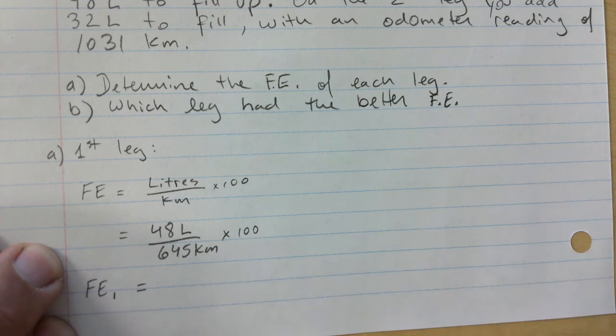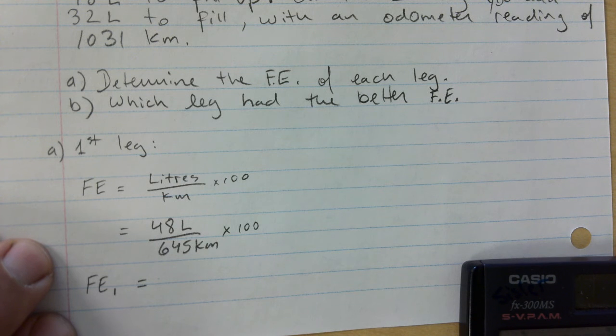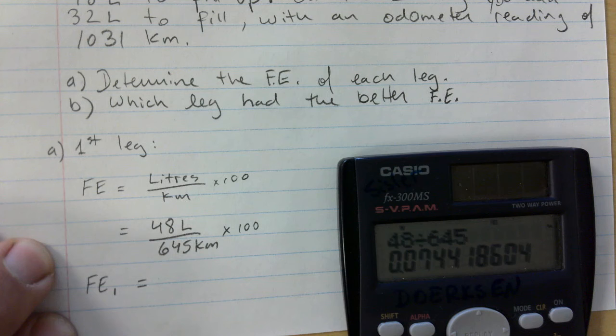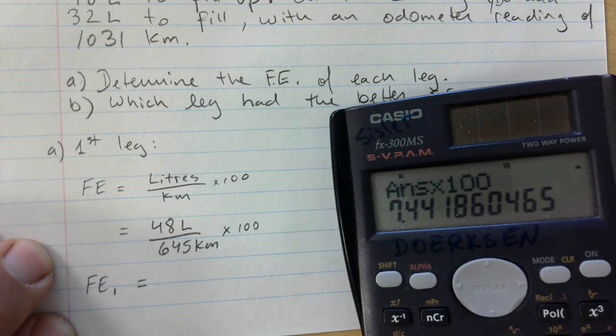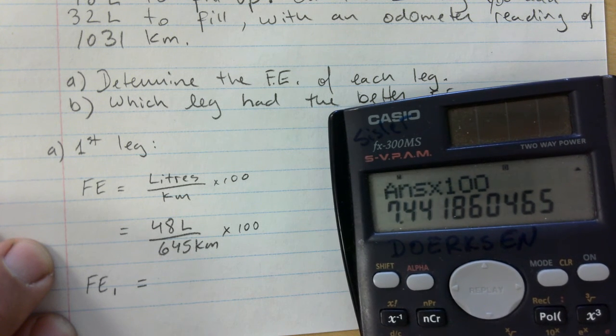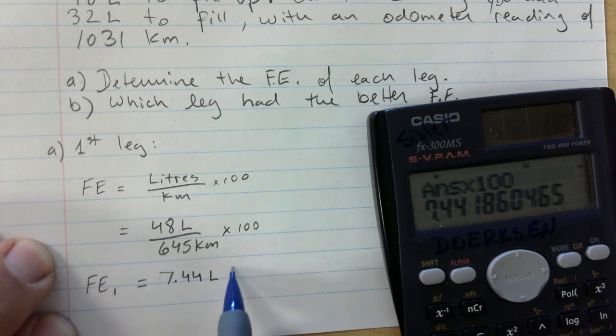Fuel economy 1, right? Sub 1. 48 divided by 645, times 100. That's 7.44 liters per 100 kilometers you drive. That's what you just calculated. Okay? 7.44 liters per 100 kilometers. You have to state it like that.